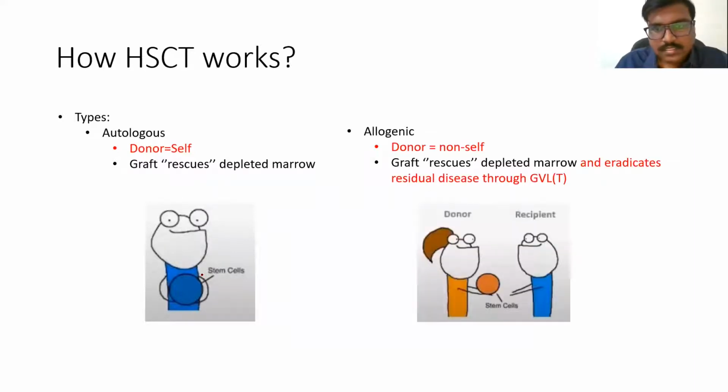Whereas in allogeneic transplant, it is slightly beyond that. The donor is a different person, and the stem cells harvested from this person, when given to the recipient, perform two functions. One is to repopulate the marrow, and second, they also have an immune activity. These donor T cells will recognize the host tissues and mount an immune response, and that will lead to graft versus tumor disease.